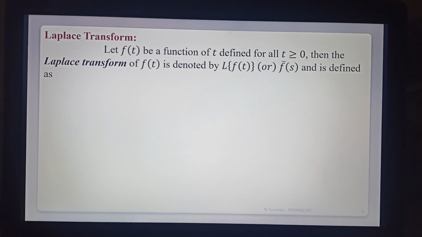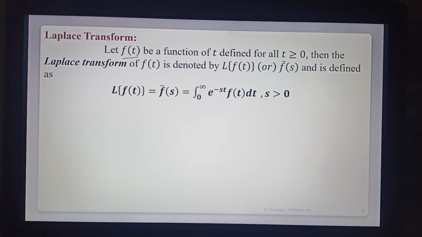Let the given function be f of t, defined for all t greater than or equal to 0. Then the Laplace transformation of f of t is denoted by L of f of t or F of s, and is defined as L of f of t is equal to F of s is equal to the integration from 0 to infinity of e power minus st into f of t dt.